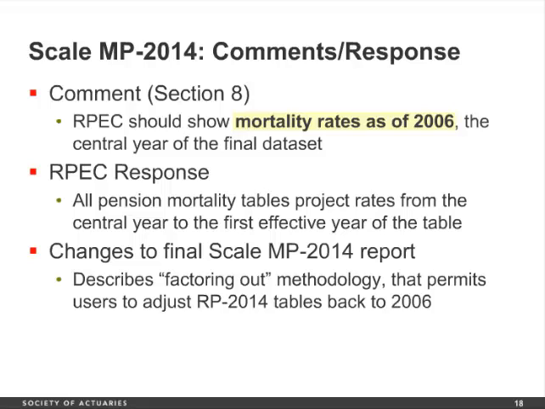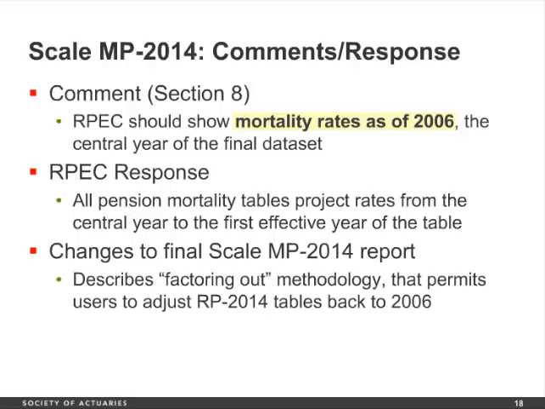It's a new terminology. It's called factoring out methodology, and it just means that you can take the scale MP-2014 rates for years 2007 through 2014. There are 8 mortality improvement rates in that period of time. You can multiply those out, and you can essentially factor out that mortality improvement from the 2014 rates and get back to 2006. So if you wanted to get back to 2006, there's a way to do it.